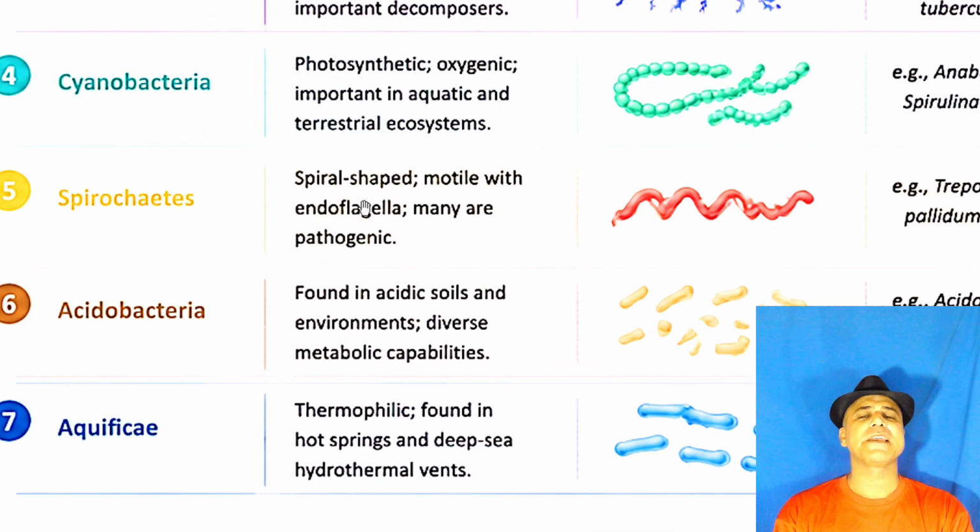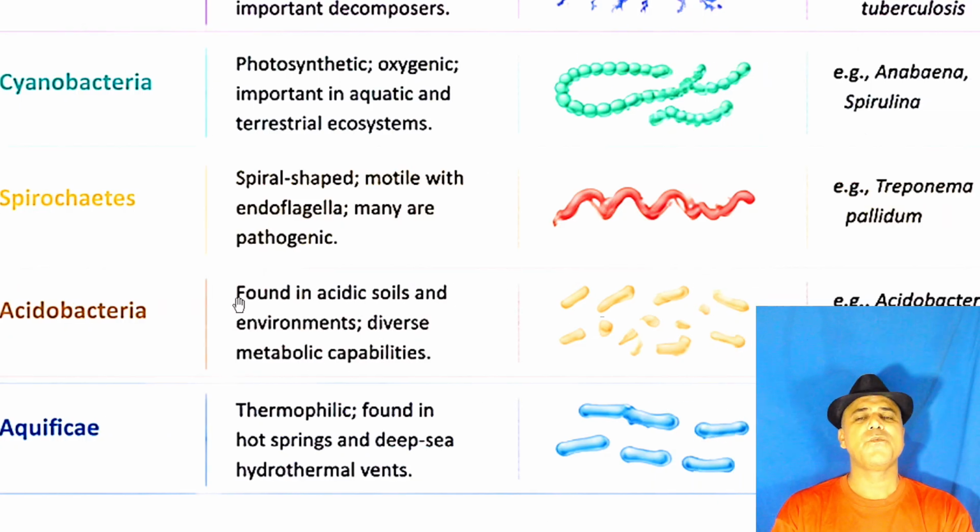Spirochetes, spiral-shaped, motile, with endoflagella. Many are pathogenic. Acidobacteria, found in acidic soils and environments, with diverse metabolic capabilities. Aquificae, thermophilic, found in hot springs and deep sea hydrothermal vents.